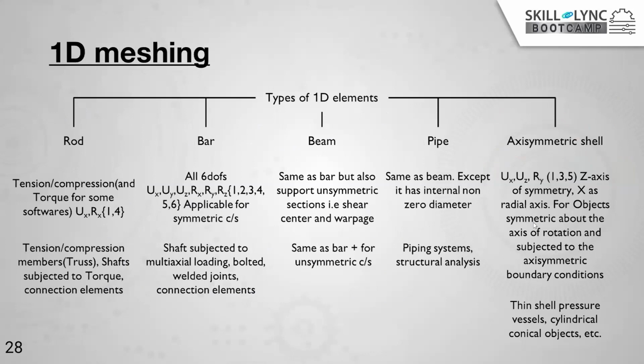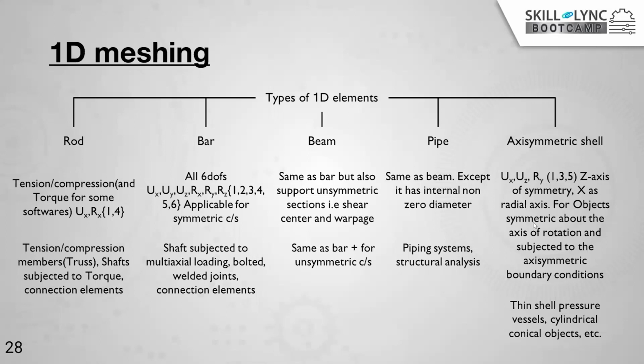Now in 1D meshing, these are the different types of 1D elements: rods, bars, beams, pipes, and axisymmetric shells. Rods can take tension and compression, so they can be used for truss members or shafts. A bar has all 6 degrees of freedom, but it is only applicable to symmetric cross sections. So it can be used for shafts subjected to multi-axial loading, and bolted and welded joints. Now coming to the beam, it is the same as the bar element, only it also supports unsymmetric cross sections, that is, shear center or warping.